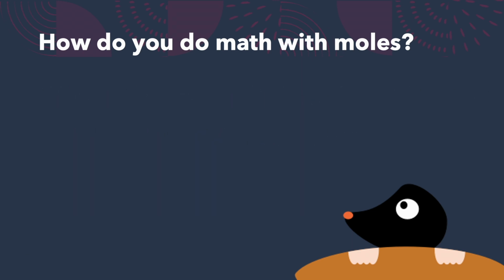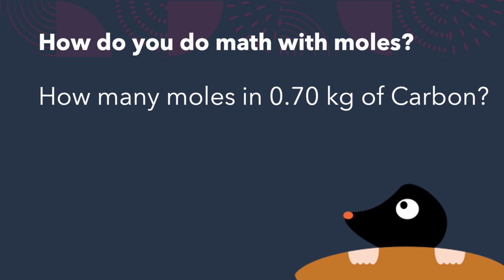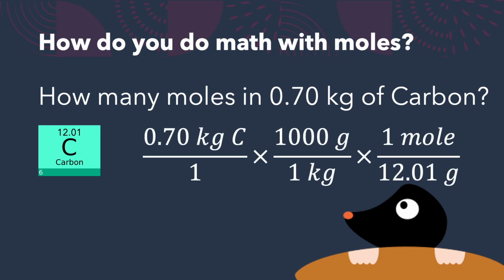Try a different one. How many moles in 0.70 kilograms of carbon? This time you know the mass, but want to determine the number of moles. The periodic table tells us the mass of 1 mole of carbon is 12.01 grams. We start with the 0.70 kilograms of carbon.